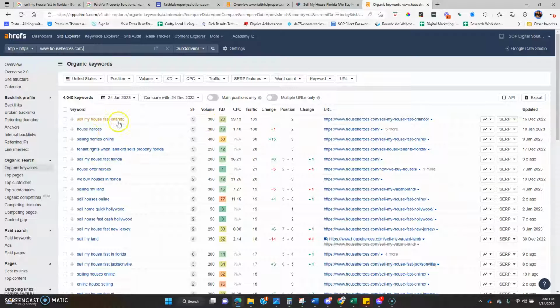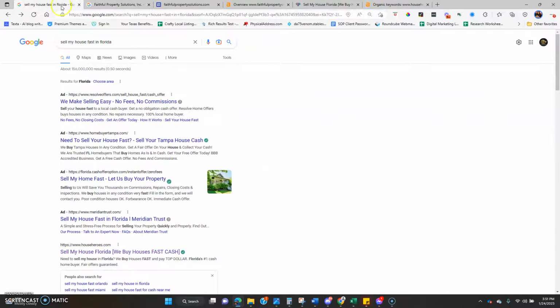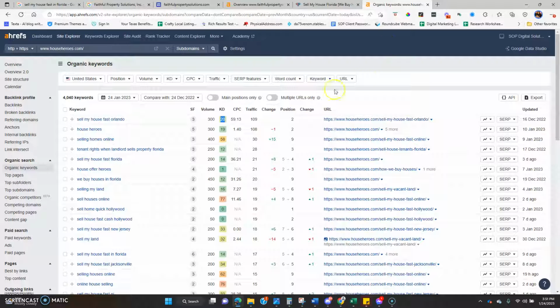So let's check on Orlando. Sell my house fast Orlando, so we can include that, right? I'm going to discuss these three things. Volume is the number of searches for that specific keyword. KD is the keyword difficulty, how hard it is to rank for that keyword, 100 being the hardest, 0 being the easiest, and position is where you are at. So here they are ranked 1 or 2. It can change, it can vary each day, but they are positioned on top for a lot of keywords.